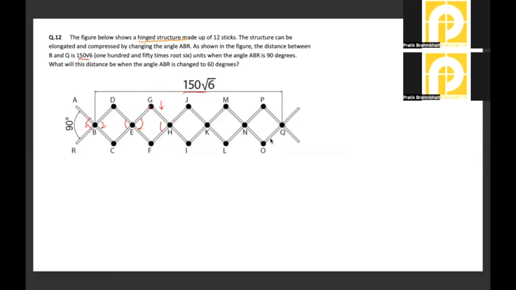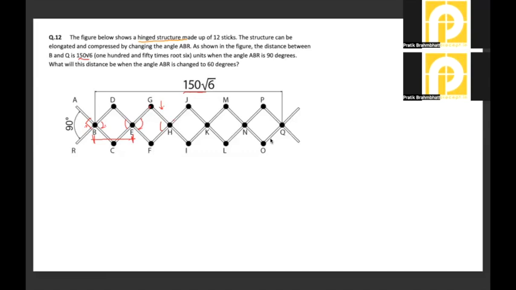So what I'm going to do here is first find what BE is, because it becomes easier for me to take one parallelogram at a time and then decode what the new distance BE will be and then multiply it by 5 times so that I can get BQ.